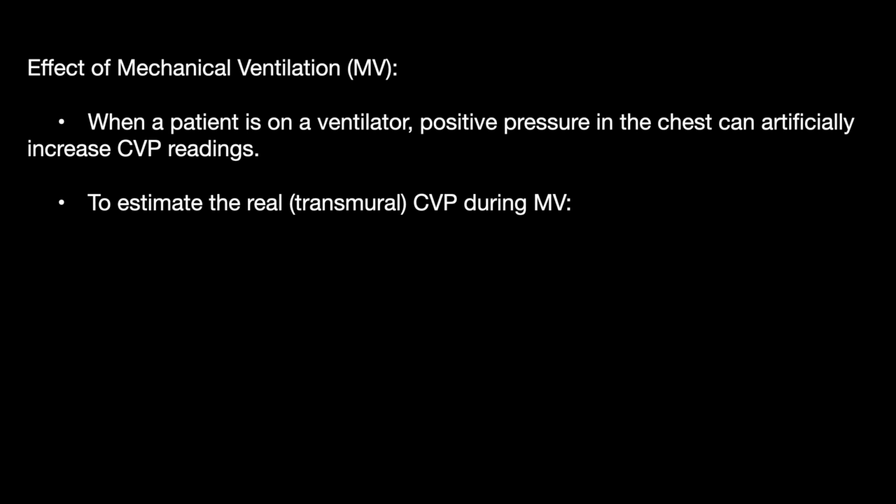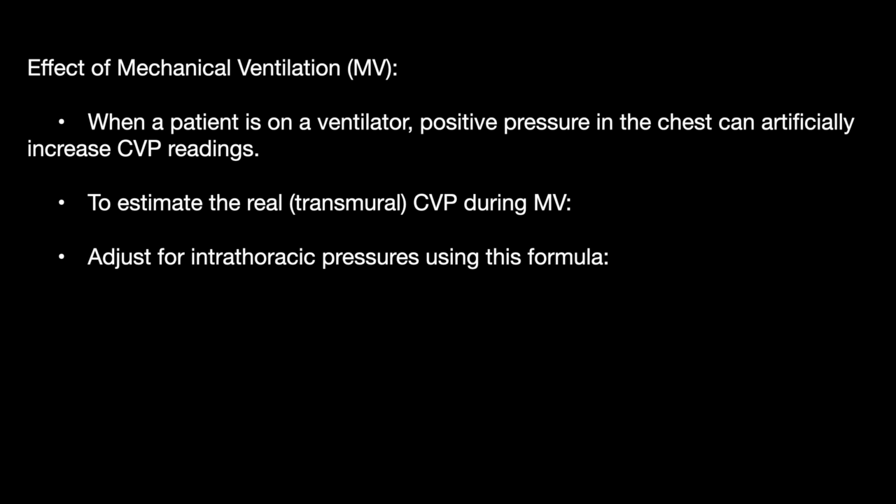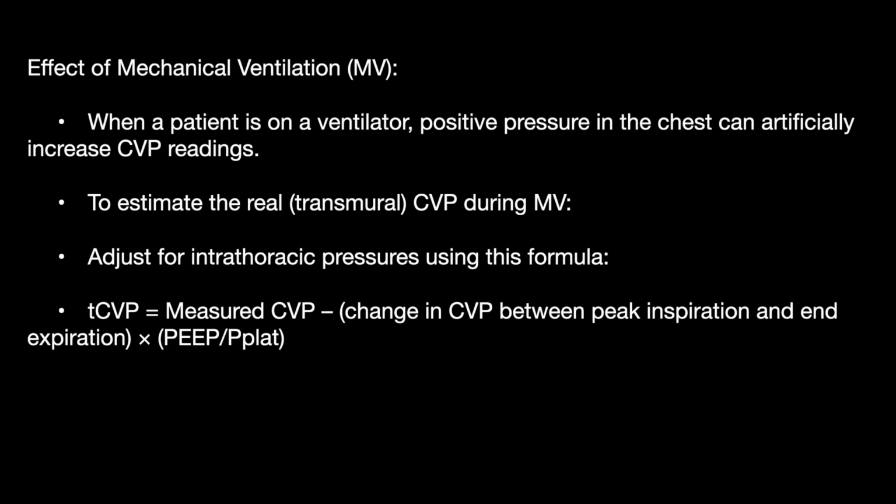To estimate the real transmural CVP during mechanical ventilation, adjust for the intrathoracic pressure using this particular formula. So the transmural CVP is measured CVP minus the change in CVP between the peak inspiratory and end expiratory, multiplied by P divided by P plat. So this will give you the transmural CVP.